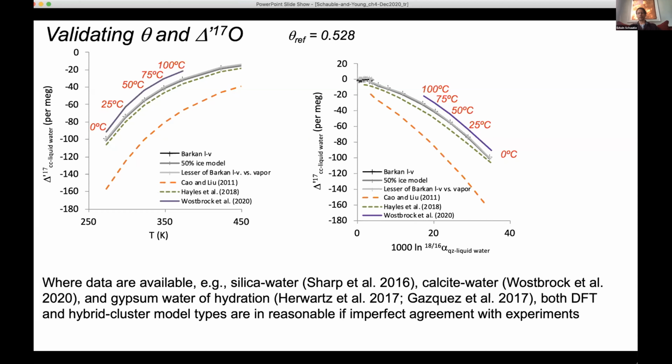I also want to mention quickly this Cao and Liu, the dotted orange line, which seems to be much more deviant. That's kind of not fair of me to show.